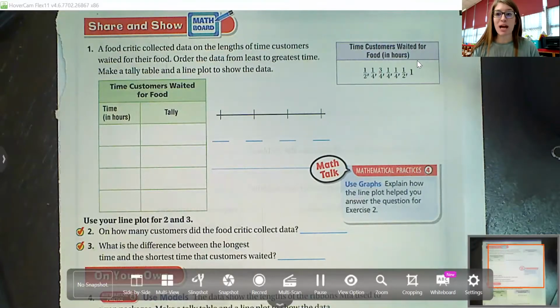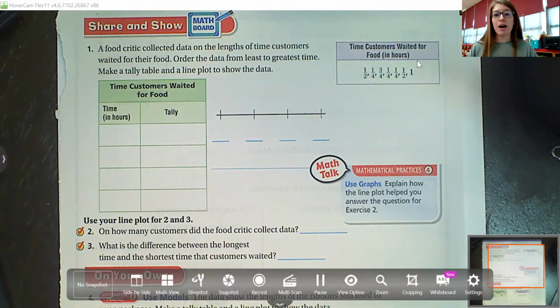We are getting started with chapter 12 today. Now, chapter 12 is going to be a little bit different. We're kind of rearranging some lessons and leaving some out. But don't worry, we're hitting all the important stuff. We're just going to hit it in a different order. So today we're going to start with lesson 12.5 instead of 12.1. 12.5 is dealing with line plots.